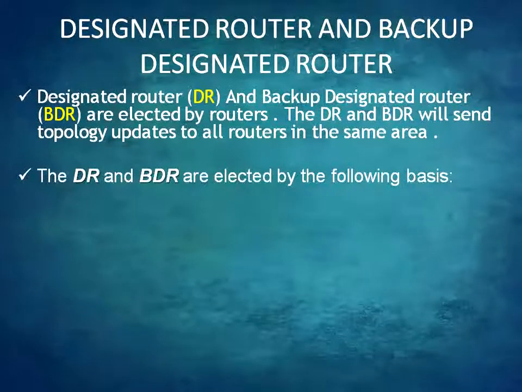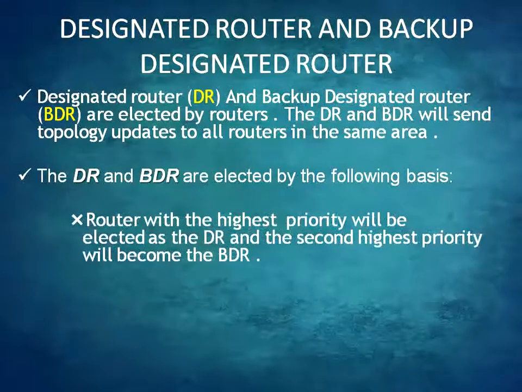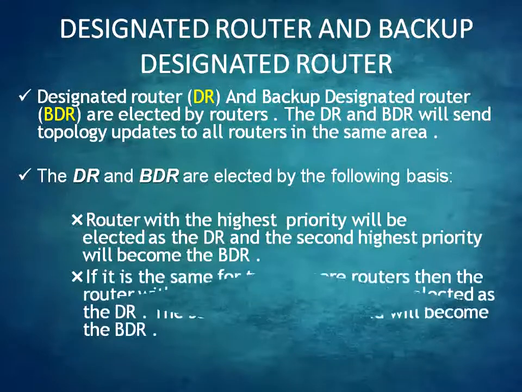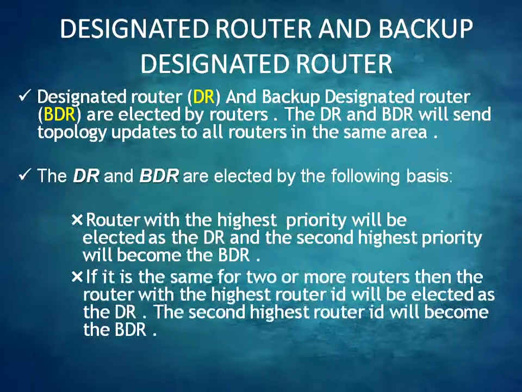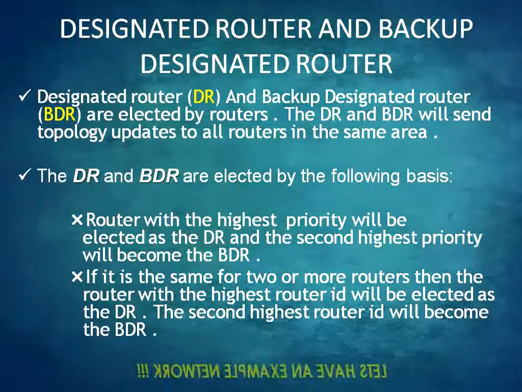The DR and BDR are elected on the following basis. The router with the highest priority will be elected as the DR and the second highest priority will become the BDR. If the priority is the same for two or more routers, then the router with the highest router ID will be elected as the DR. The second highest router ID will become the BDR.